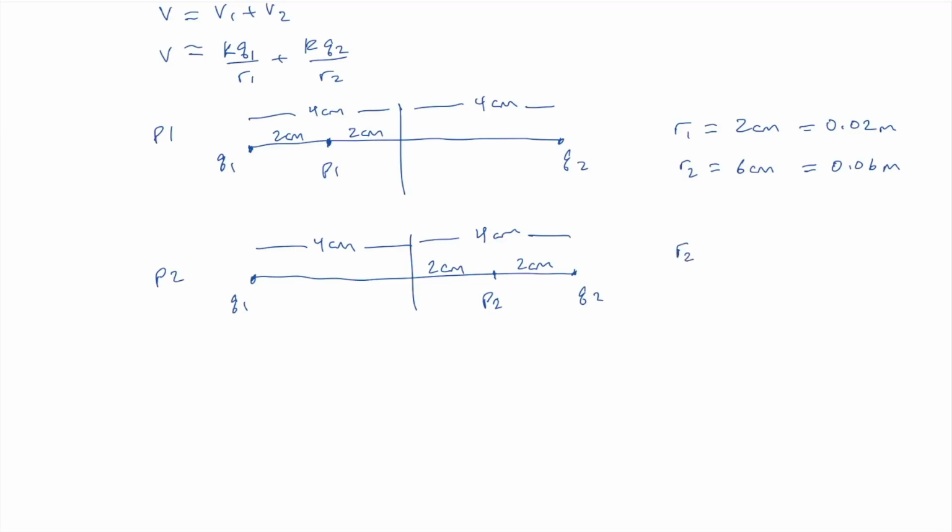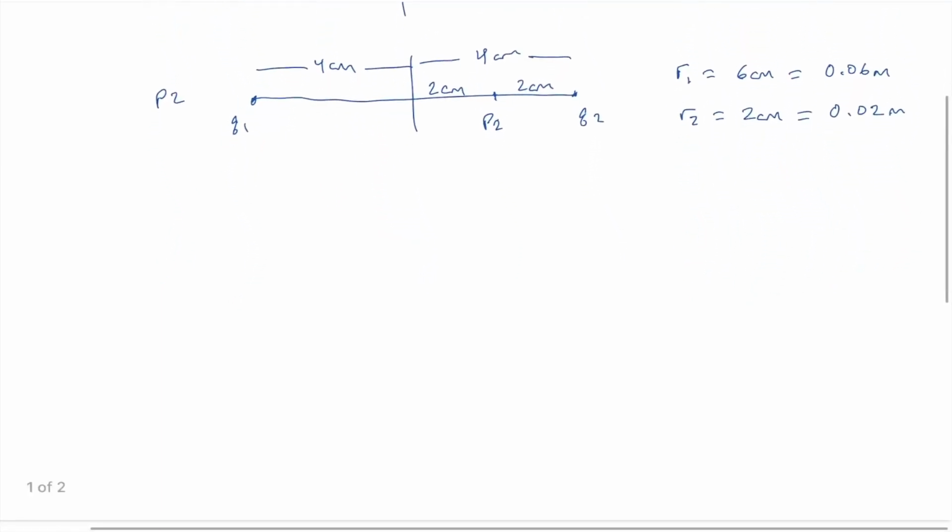So this time let's start with R1. R1 is the 6 centimeters, or 0.06 meters. And R2 is 2 centimeters, and that's 0.02 meters.